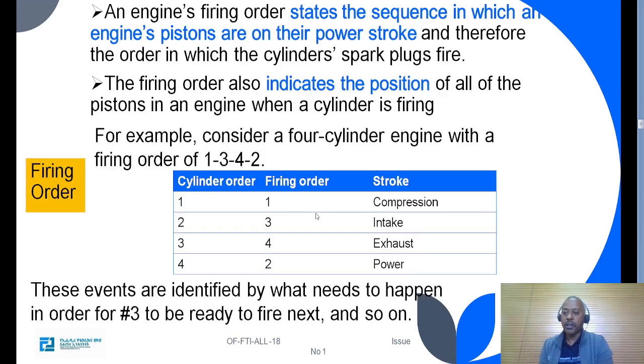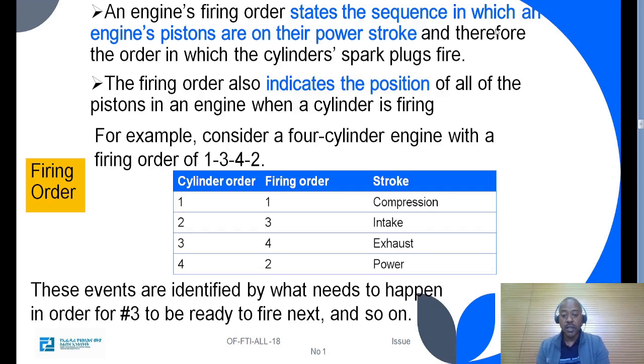The firing order is another parameter used to classify engines. An engine's firing order states the sequence in which the engine's pistons are on their power stroke, and therefore the order in which the cylinders' spark plugs fire. The firing order also indicates the position of all of the pistons in an engine when a cylinder is firing.